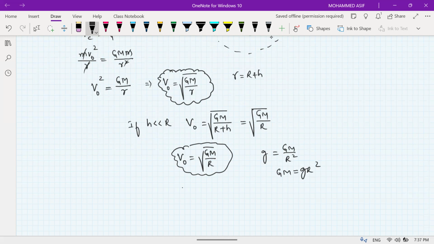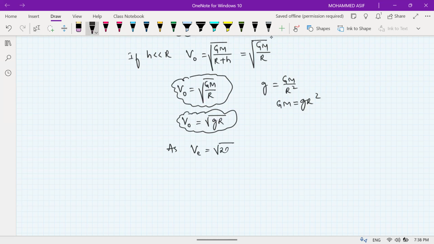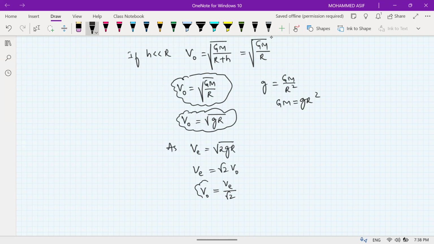If I substitute that value here, we'll get V naught equals under root of G into r. This will be the orbital velocity. Okay. So can I say that orbital velocity will be equal to how much for me? As escape velocity is equal to under root of 2g into r, so can I write that VE is equal to root 2 times V naught, isn't it? Or else I can write orbital velocity is equal to escape velocity divided by root 2.